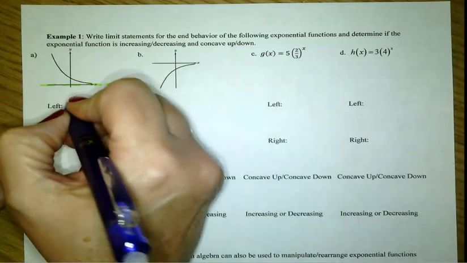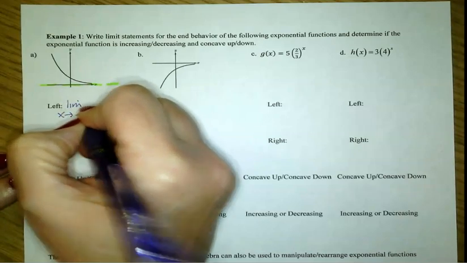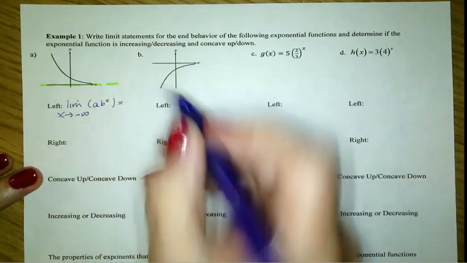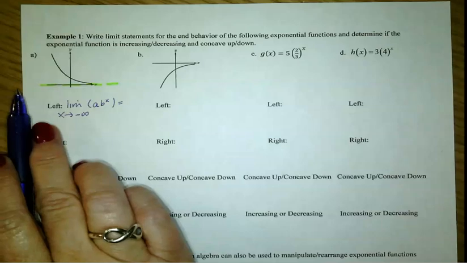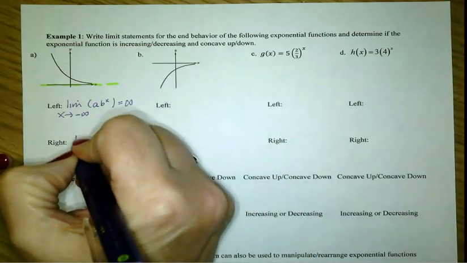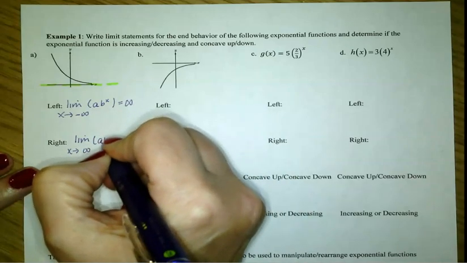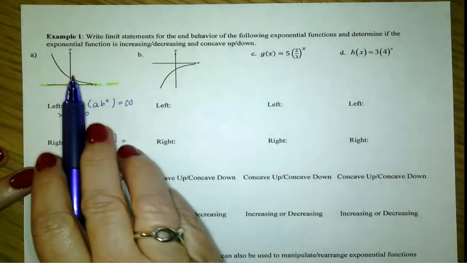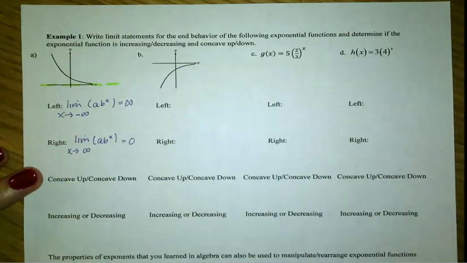So we're going to say the left side is going to be the limit as x approaches negative infinity, because we're going to the left. And then I'm going to use the function a b to the x. And then what is happening? As the x's move to negative infinity, what are the output values doing? They're going to be moving upward toward positive infinity. Then if we do the right-hand side, the limit as x approaches positive infinity of our function a b to the x is going to equal, as we're moving to positive infinity, the y values are getting smaller and smaller and smaller until they're approaching that horizontal asymptote at zero.